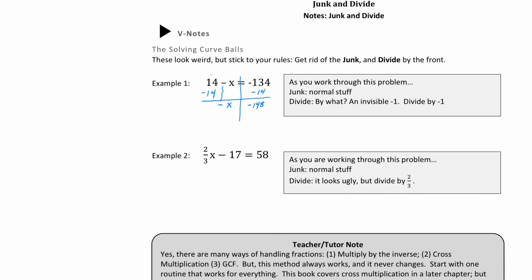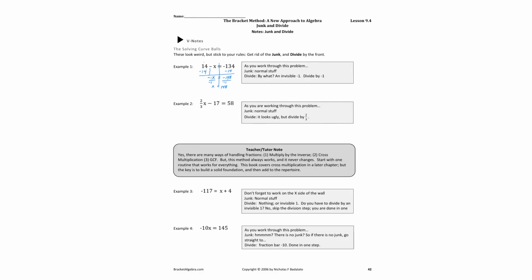So remember, our rules say junk and divide. So we're supposed to be dividing by something. And in this case, it's not so obvious. But it is a negative 1. So we're going to divide by negative 1. Make sure you stick with your rules, junk and divide. So if you do this in your calculator or in your head, you know that the two negatives create a positive 148. So really not as difficult as it looks. That's curveball number 1. Curveball number 2.